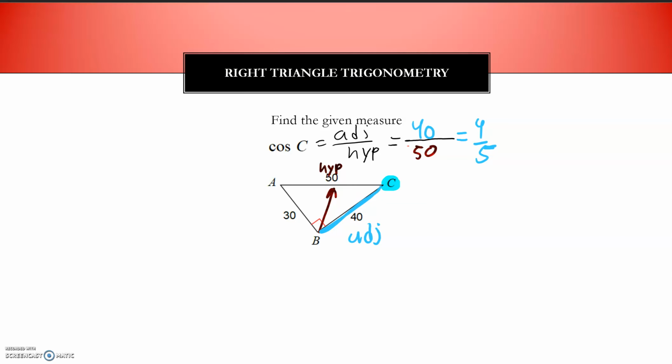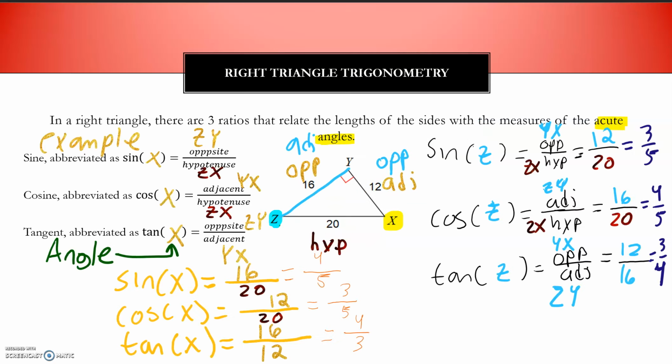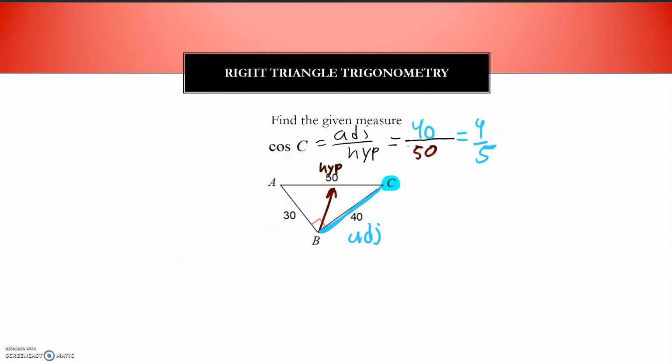Yes, you are correct. We saw in the sample problem that I did that the cosine of angle Z in the sample problem was 4/5. But what does that mean? One has sides 12, 16, 20, and one has sides 30, 40, 50. What does that mean? It simply means this.